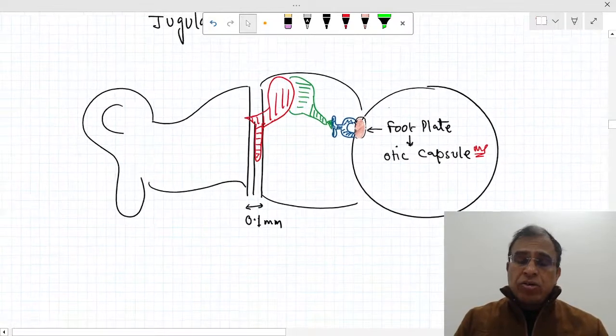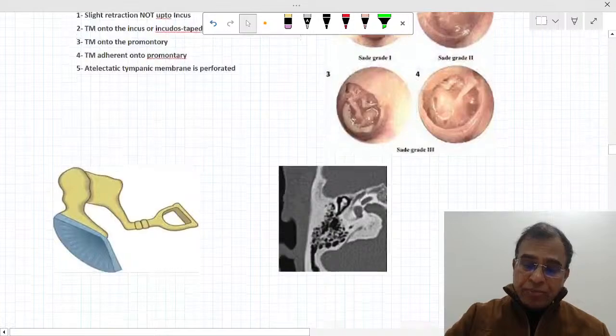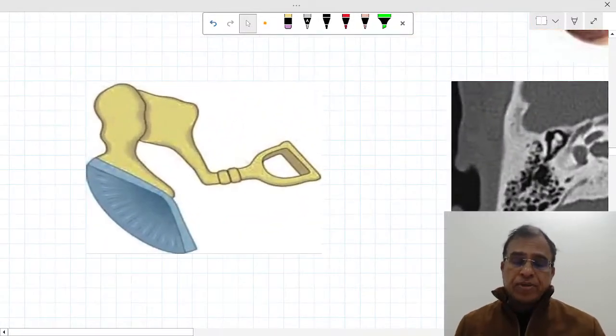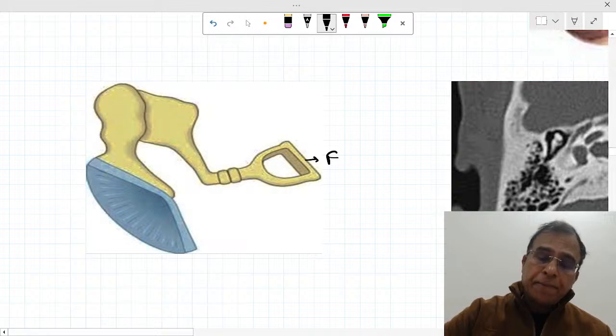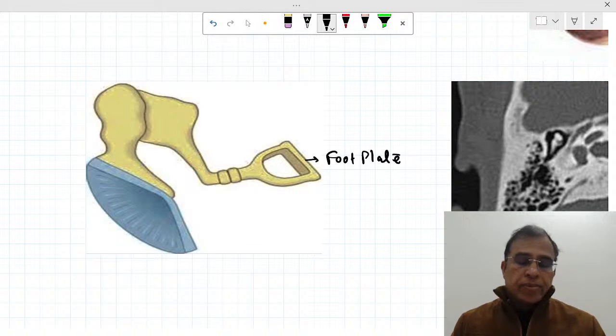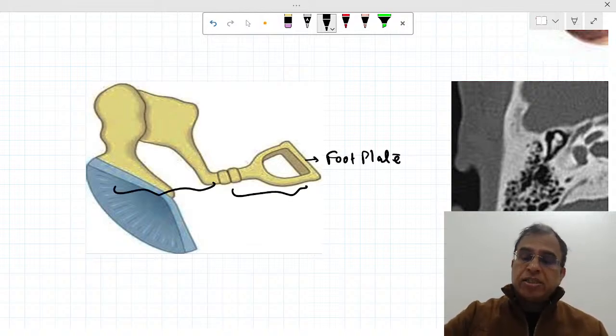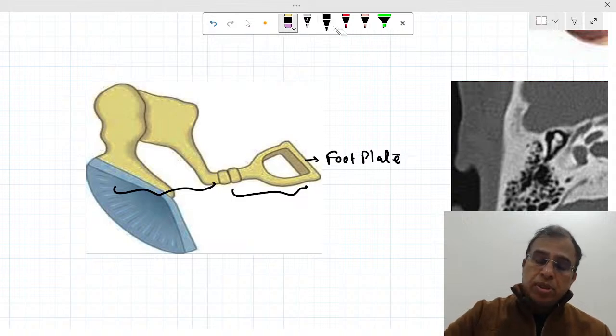But why have I drawn this diagram? For two reasons. I'll come to that. But before that, let me show you the ossicles. Obviously the malleus, incus and the stapes, and this is your foot plate. The first two ossicles are from the first branchial arch, the superstructure is from the second branchial arch, the foot plate is from the otic capsule.